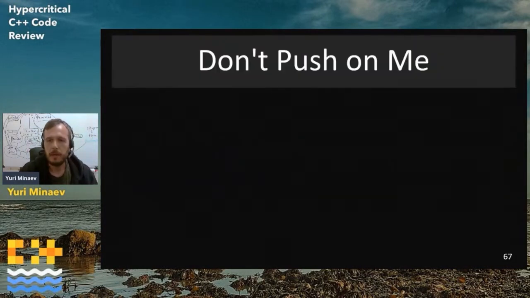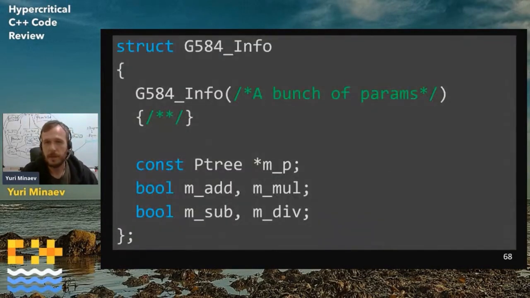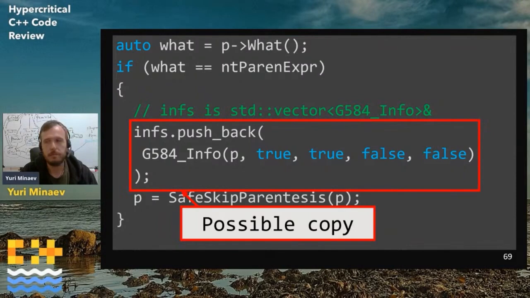Okay. I believe we are kind of running out of time here. Let's really quickly do a couple more things, also from our code. So we have a structure like this. It has some fields. It has a constructor. All the fields are initialized there. And once I found code like that. So inf is a vector. We push back this structure shown in the previous slide to our vector. And what's going on here is a possible copy, which is not optimal. You're lucky if it can be moved, but chances are it won't.